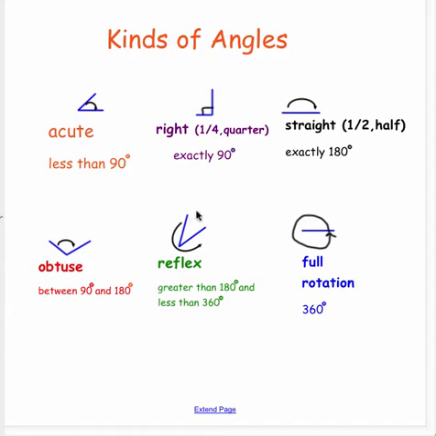The next type of angle we have is a reflex angle. This means that it is an angle that is greater than 180 degrees. That means larger than our straight angle, but it is also less than 360 degrees. That means smaller than one full turn. So it's in between straight and a full turn. And then of course we have our full angle, which is a full rotation all the way around, which would be 360 degrees.